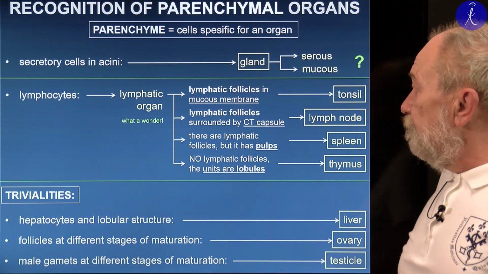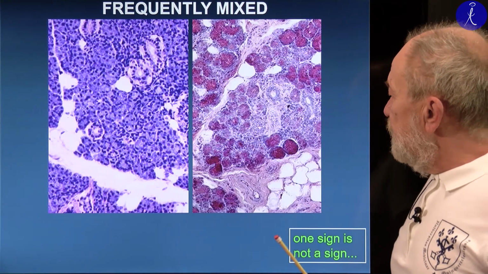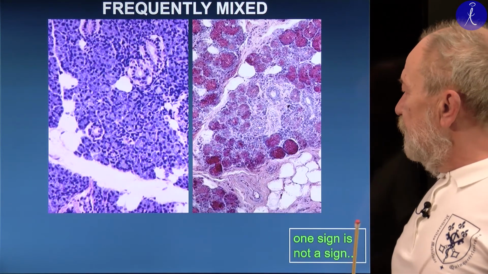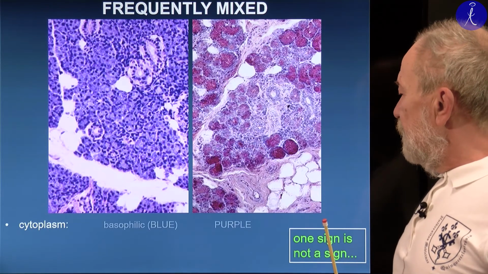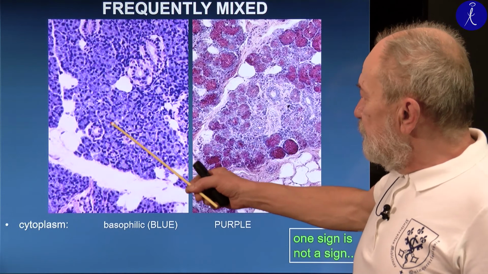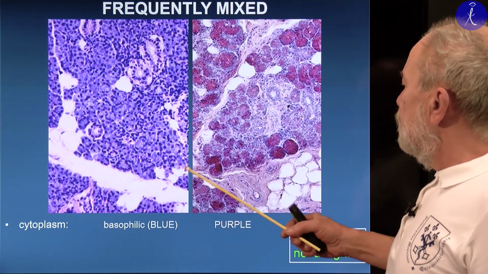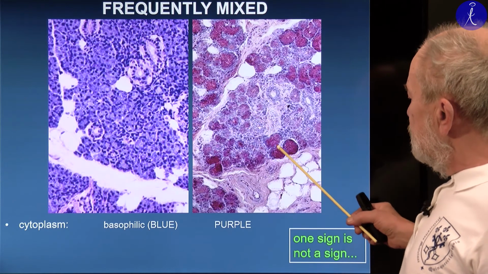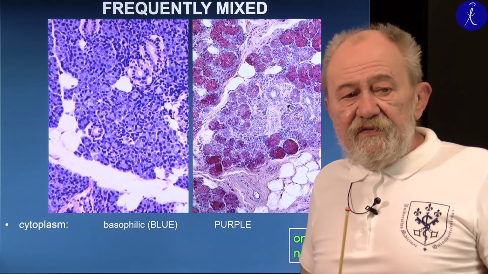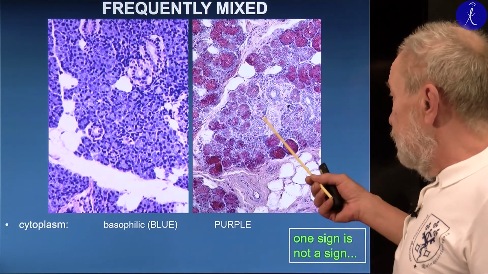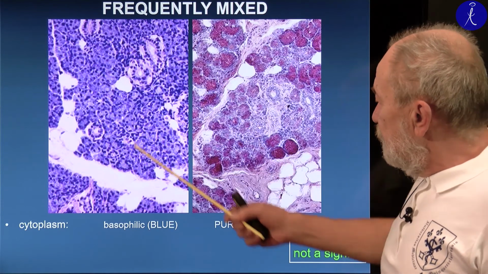Then, again, frequently mixed, you can recognize two glands, but the staining is different. One thing is the cytoplasm, in this case, is really blue, so basophilic, same with hematoxylin, but in this case, this is purple. And this is the color, you remember, which was characteristic for the PAS staining. So by looking at this, you can see that this one is differently stained than that one.